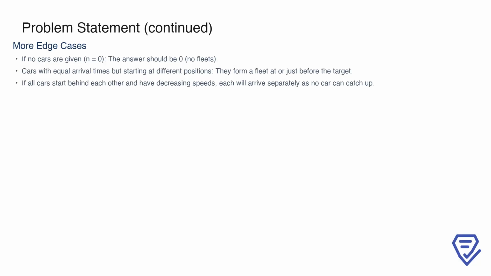Let's continue considering more edge cases for LeetCode problem number 853. If there are no cars on the road, then, of course, the solution should return 0 fleets, as nothing arrives at the target. If cars start at different positions but arrive at the target at the same time, they are considered to form a fleet either at or just before the target. Another interesting situation occurs when all cars start at staggered points, but each moves strictly slower than the one ahead of it. In this case, no car can catch up to those ahead, and each one forms a separate fleet upon arrival. Covering all of these scenarios ensures our understanding and implementation will be thorough.